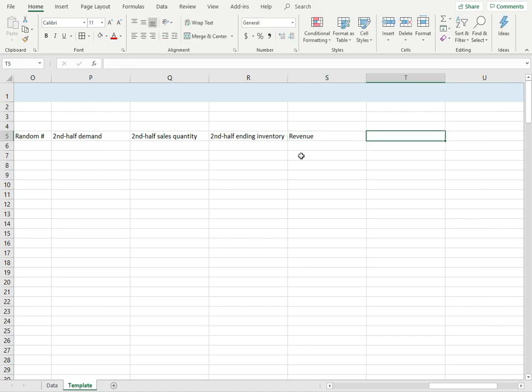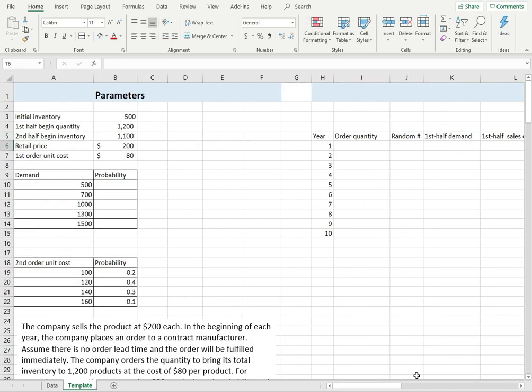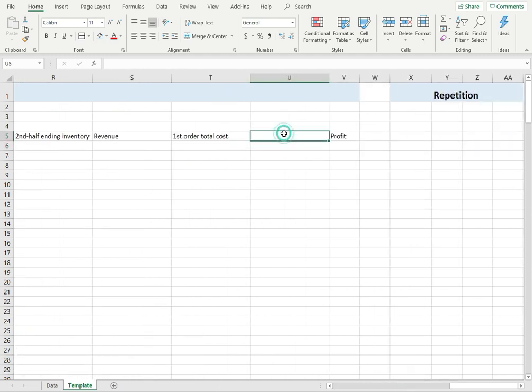Also the cost. There are two costs. First ordering cost. Actually let me put it this way, first order total cost. Because we know for the first order, each unit cost me $80. But the problem is, in the second order, the unit ordering cost is uncertain. So I need to record that second order unit cost. And this is uncertain, something I need to simulate.